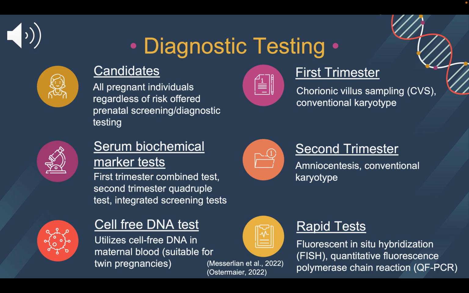The fluorescent in situ hybridization, or FISH, targets chromosomes 13, 18, 21, X, and Y. A quantitative fluorescence polymerase chain reaction, or QF-PCR, is a more recent rapid test technique used to detect trisomies of chromosomes 13, 18, 21, X, and Y. This test can be automated to allow for high throughput of samples.